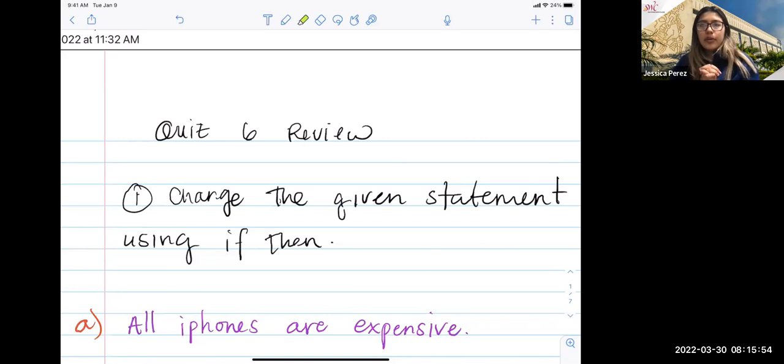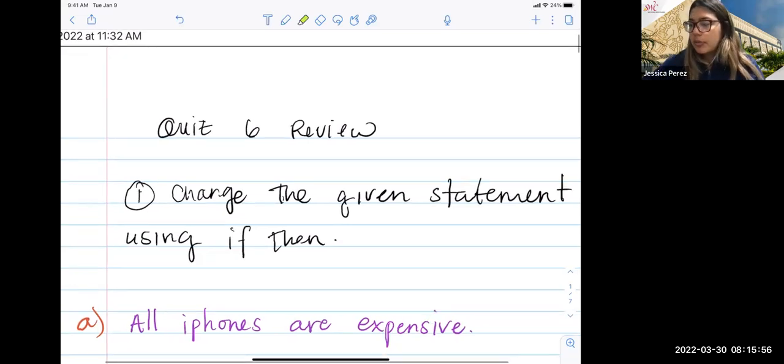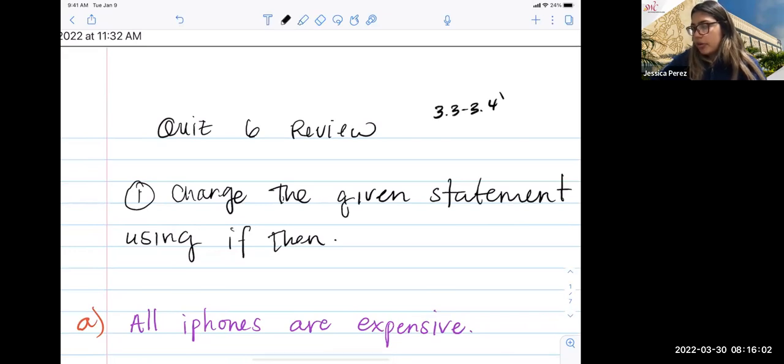So we're going to be going over section 3.3 and 3.4. So please make sure that you have your notes out for this section, PowerPoints for these sections. We're going to be needing them for this quiz. So again, this is a review of what you should be expecting on your quiz, of course, with different tweaks. Definitely not identical to the quiz, but definitely gives you that certain flavor.